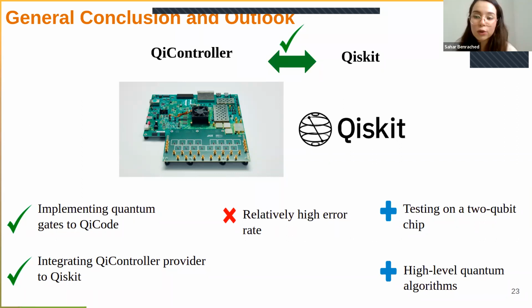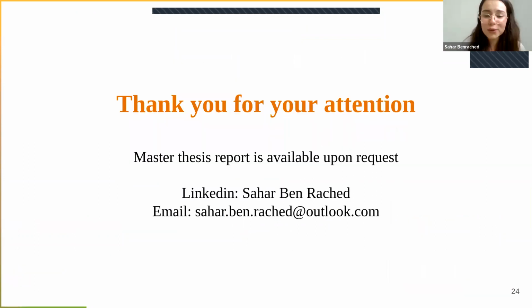And within the outlook of our work, we will be testing on a 2-qubit chip, because at this level we did not test on a 2-qubit chip, only on a 1-qubit chip. But of course, that's included within the roadmap of this project. And we would like to test whether high-level quantum algorithms can be executed directly, for example, from the modules of Qiskit applications. So that was all.